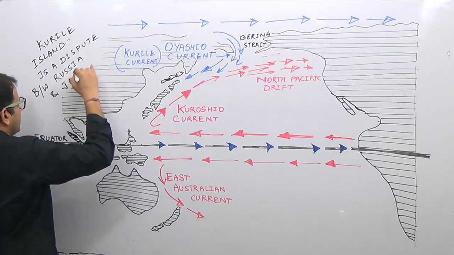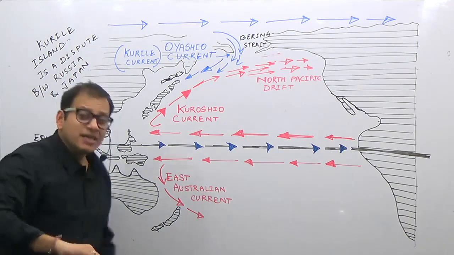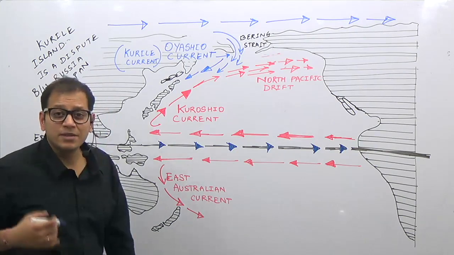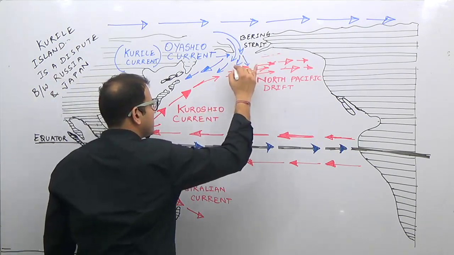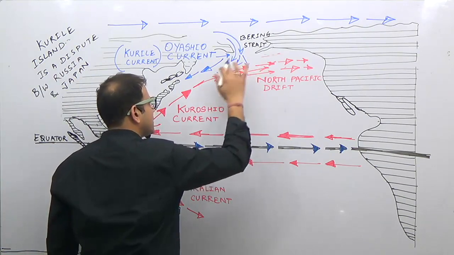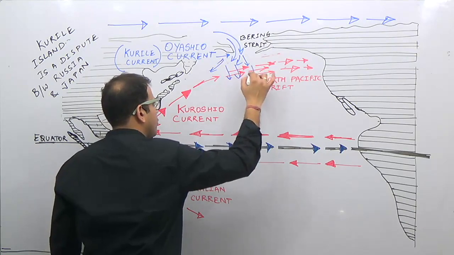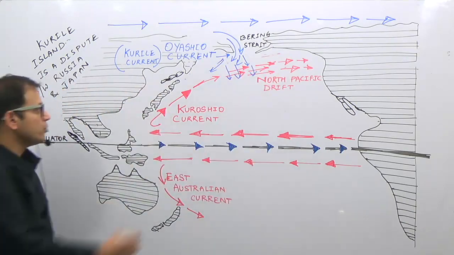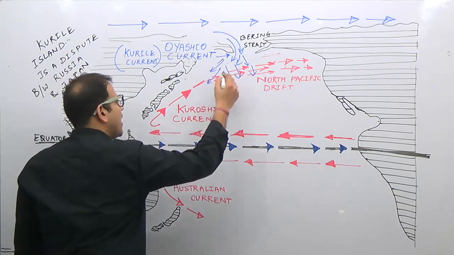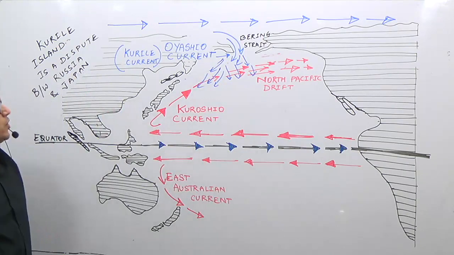Russia and Japan. It is a dispute between Russia and Japan. Now, similar to the mixing of the Gulf Stream and the Labrador current system, here the Oyashio and Kuroshio current systems mix along the coast of Japan, again making this region one of the richest fishing grounds of the world.